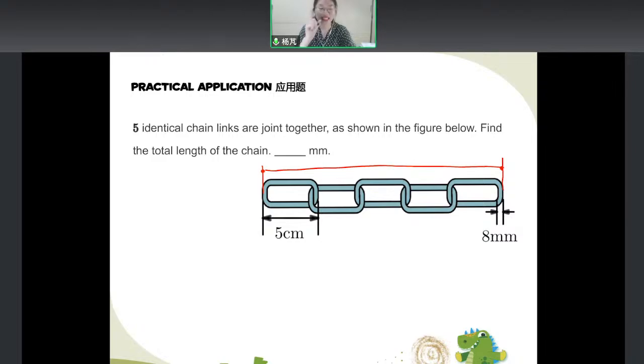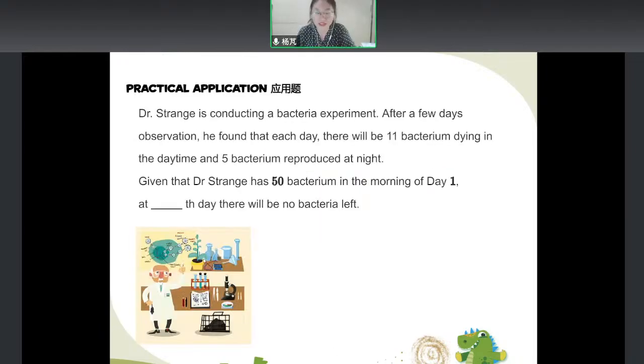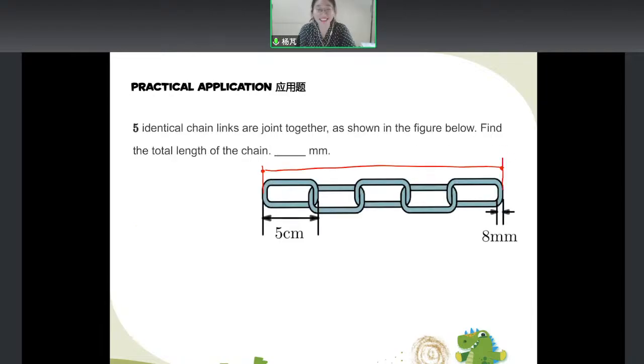Okay, let's do it together. Oh, I missed one of the questions. Sorry, I forgot it. It's bacteria. Later we will come back. Now let's take a look at this one first. Everyone, be careful. The unit here is centimeter. It's not millimeter. So this part should be 5 centimeters. Okay. So if each of them is the same, so. Let me see. Too long.